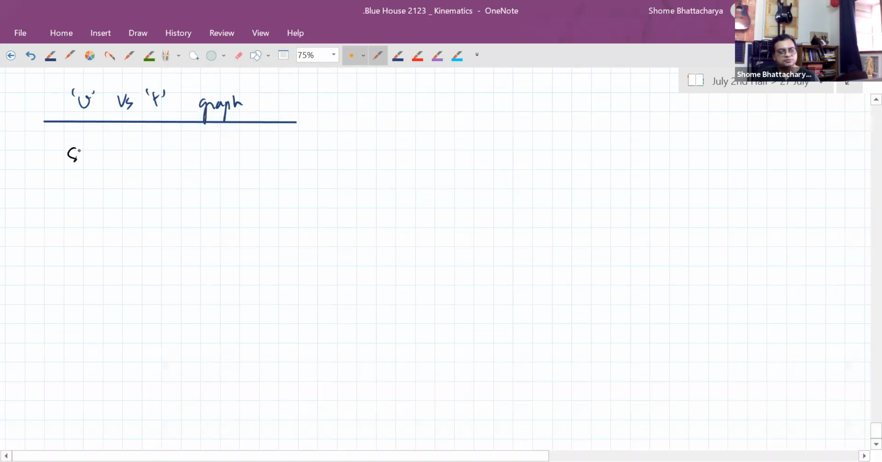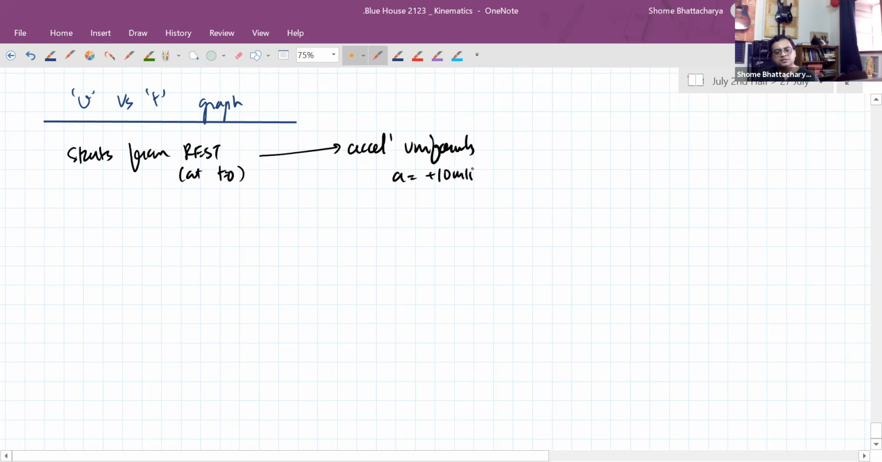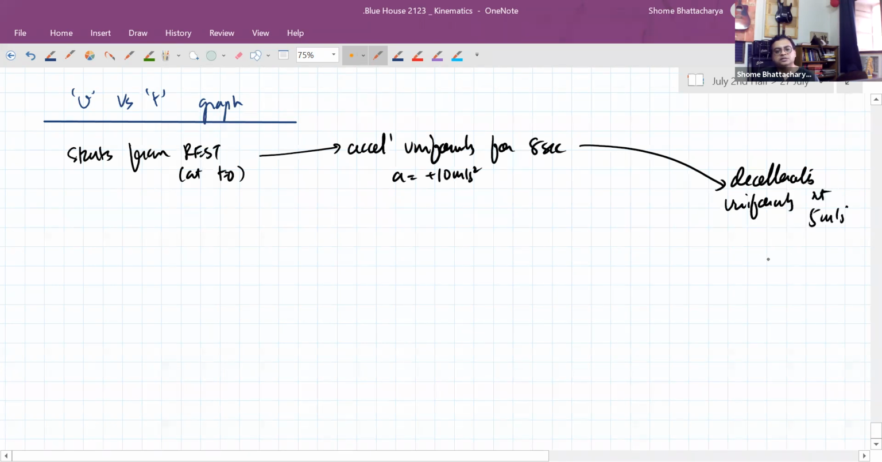So what I understand, it starts from rest, and that is at t equal to 0. Then it accelerates uniformly at 10 meters per second square for 8 seconds. And then it decelerates uniformly at 5 meters per second square till it comes to rest, and that is at some time capital T which I don't know.